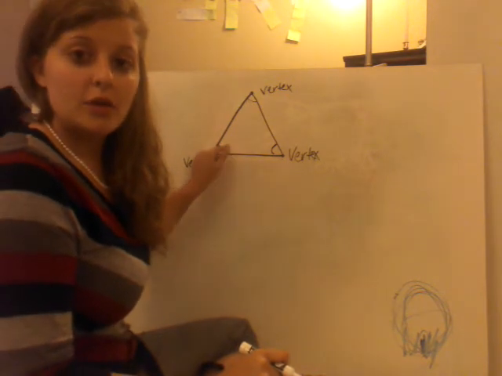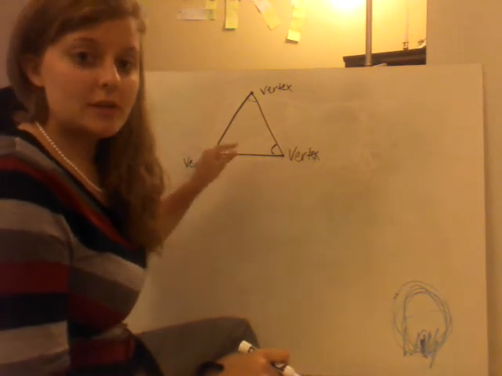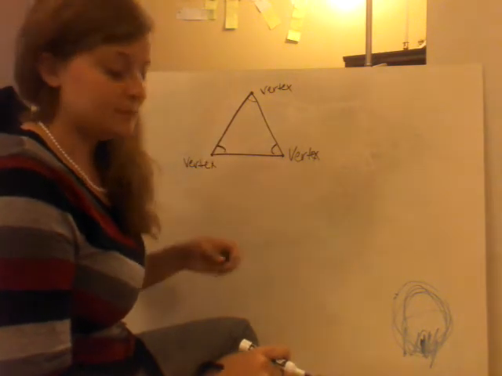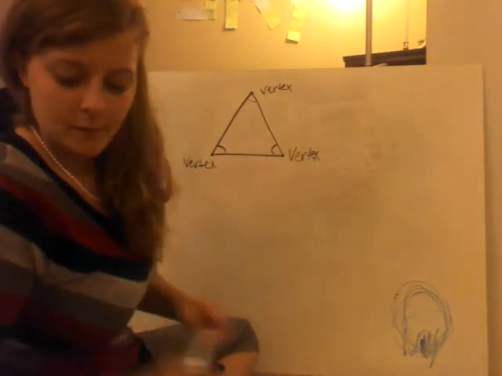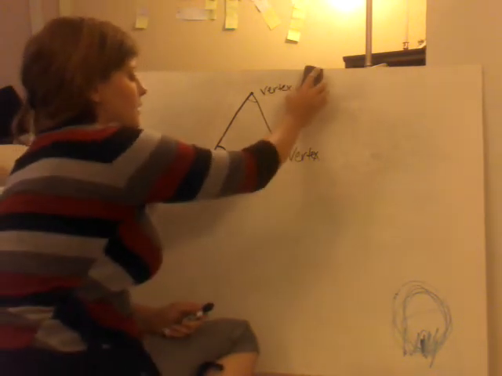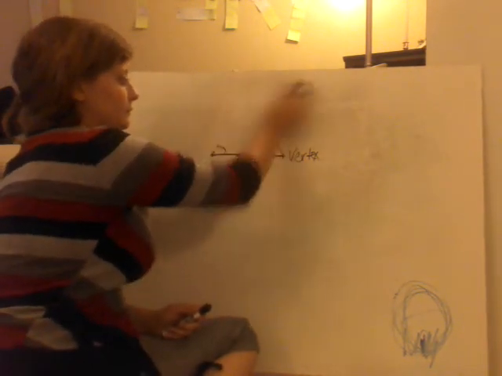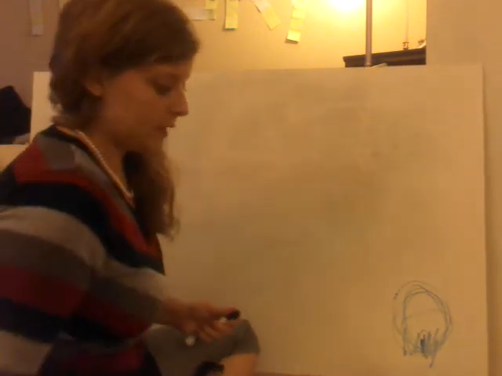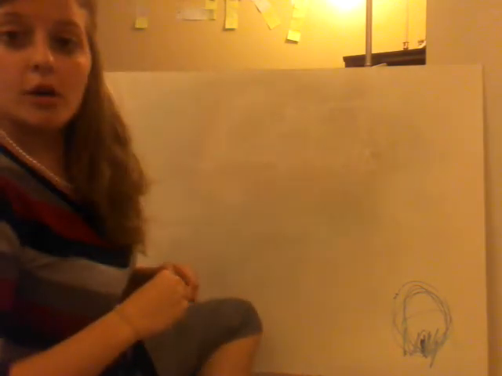So these are interior angles. Remember exterior versus interior, these are interior angles. Okay. So that's our basic parts. We have 3 sides. Okay. So now we're going to go over our triangles again.